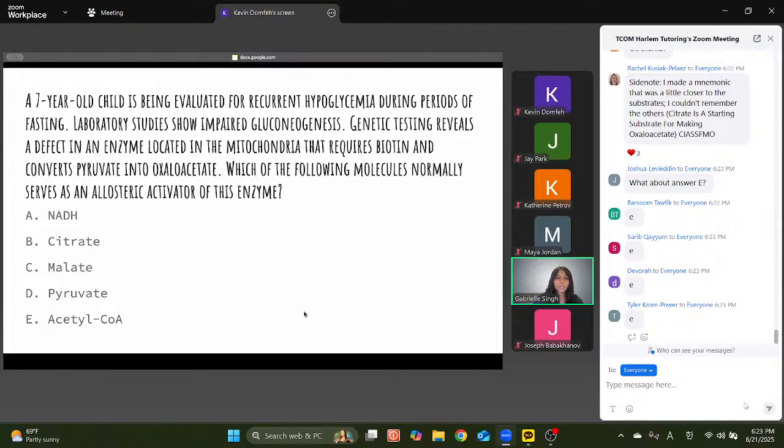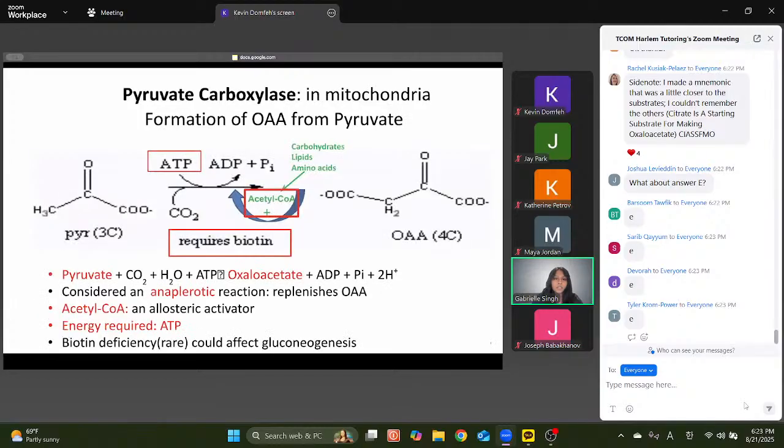Okay, so I'm seeing some E's. All right, E is the correct answer. The enzyme we're talking about here is pyruvate carboxylase, which, if you go to the next slide, converts pyruvate into oxaloacetate. Carbs, lipids, and amino acids can all feed forward the pyruvate carboxylase enzyme by a positive feedback mechanism of acetyl-CoA. And obviously pyruvate carboxylase needs ATP and requires biotin in order to function.